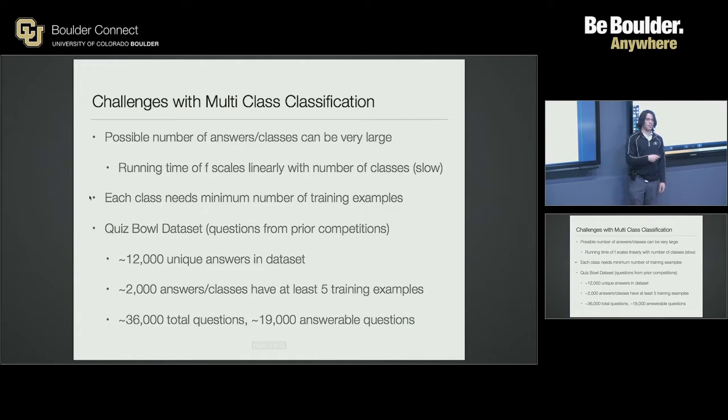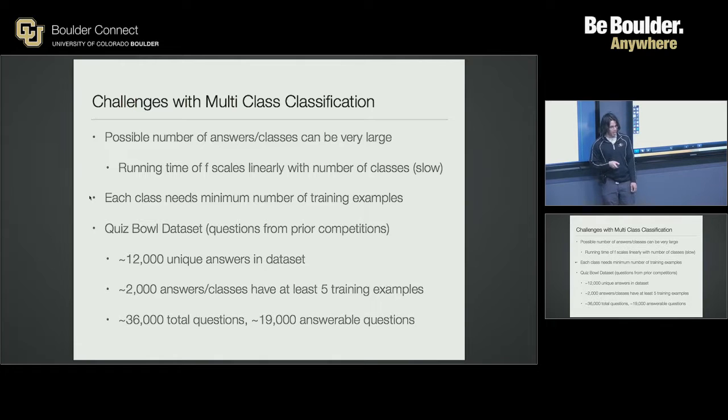The motivation for this is that currently we're using deep learning and essentially what amounts to a multi-class classification model. However, the number of answers or classes that it could be is extremely large. In our data set alone, there are about 12,000 unique answers, which makes it a very difficult multi-class classification problem. You also need many examples per class, but some questions are asked much less frequently than others. The worst case scenario is questions that are asked only once.